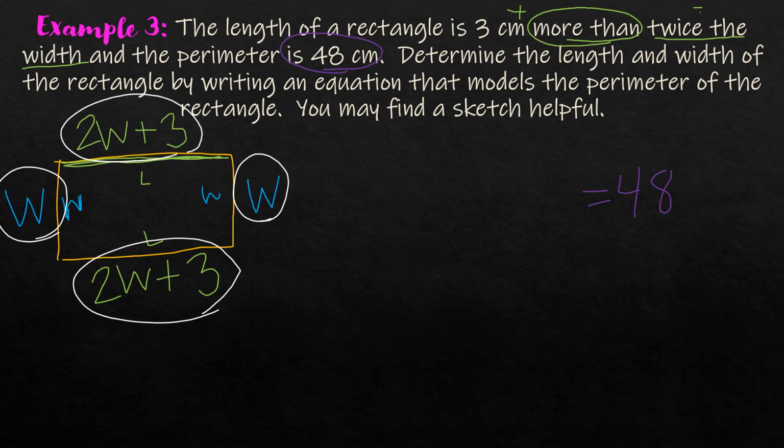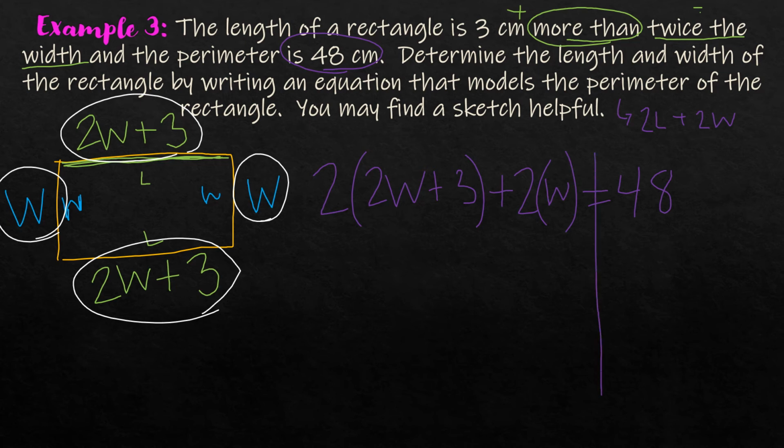So now the question is, how do I find perimeter? Remember, the formula for perimeter is 2L plus 2W. Okay, or we can just add all the sides together. So I'm going to multiply 2 times my length, which was 2W plus 3, plus 2 times my width, which was just W. All right, and now we can solve this for my width. So I can distribute. We get 4W plus 6 plus 2W equals 48.